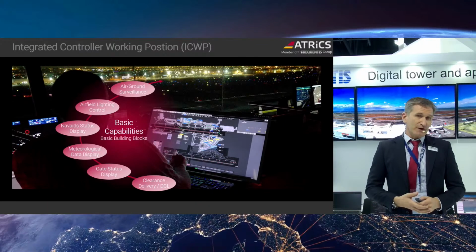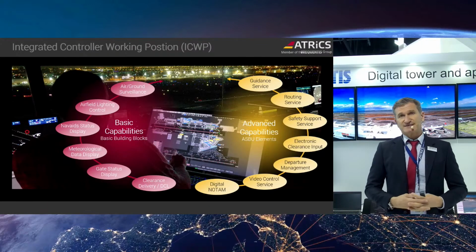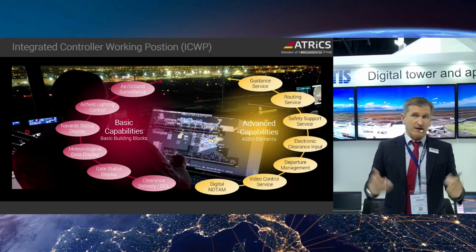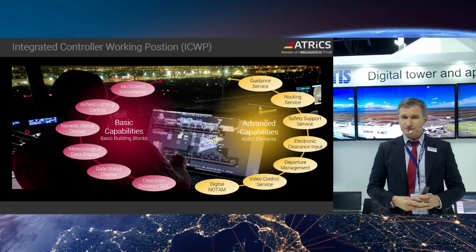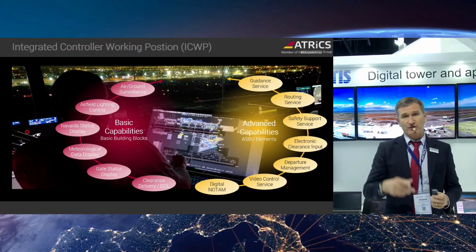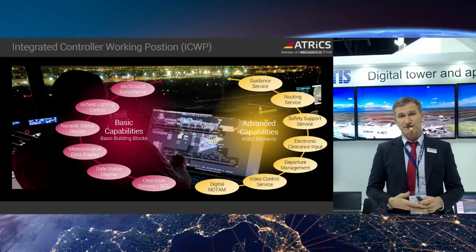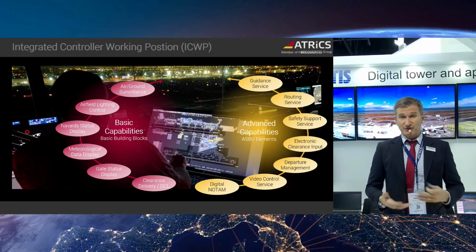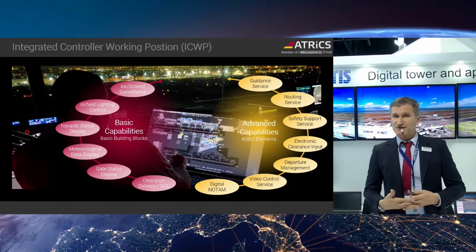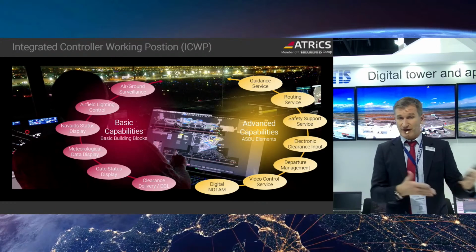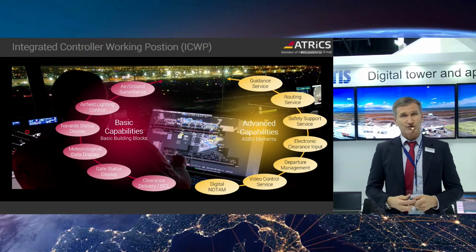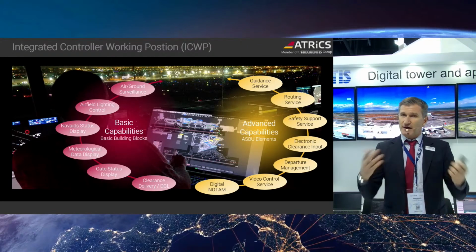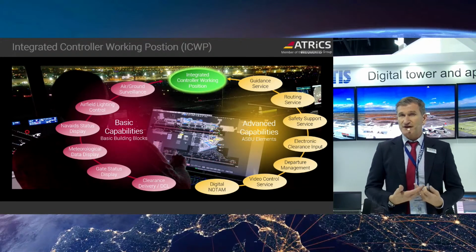But the more important part is, of course, the advanced capabilities, which are also listed in the ICAO ASPO elements. These include the top four on the right: the guidance service, the routing service, the safety support service, and the electronic clearance input. These refer to A-SMGCS. The other ones, the red ones and the yellow ones below, are also, of course, included. And everything together then forms what we call an integrated controller working position.